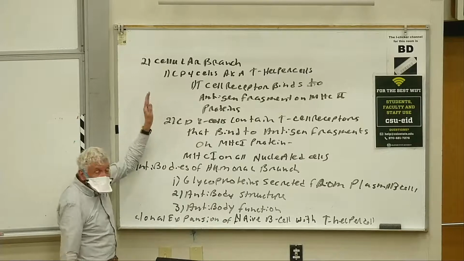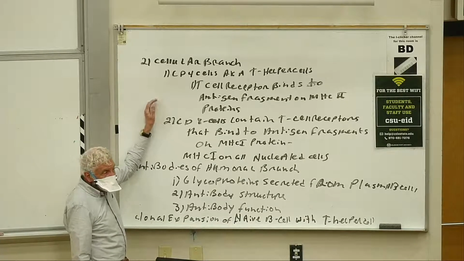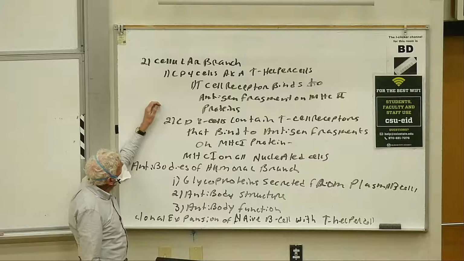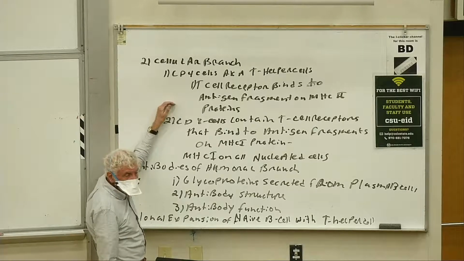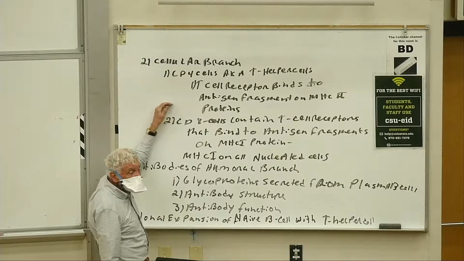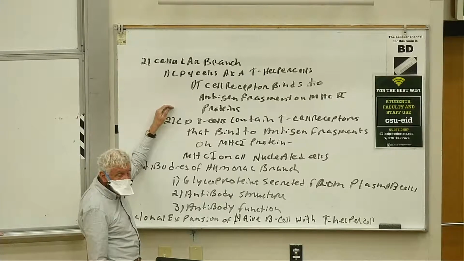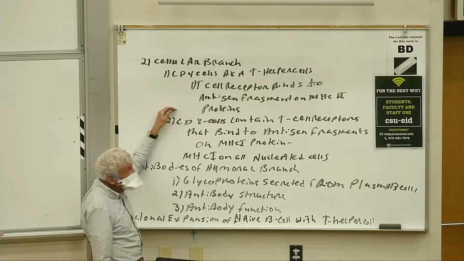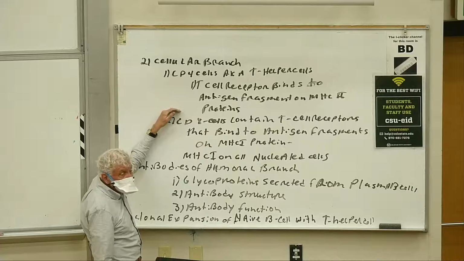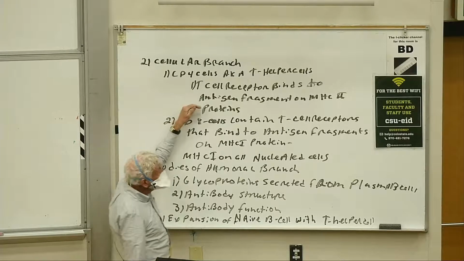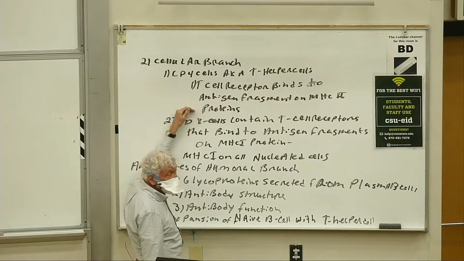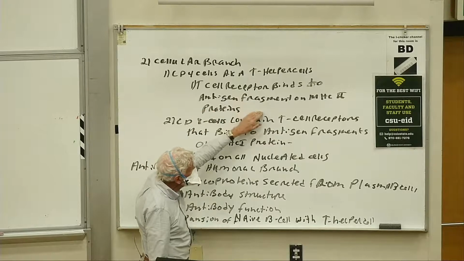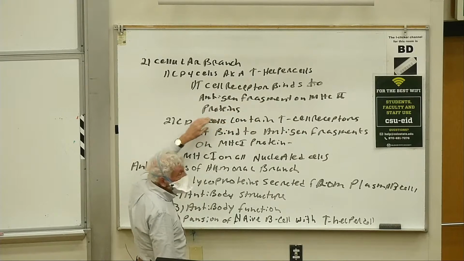When you're talking about the cellular branch, however, the first protein that needs to come to mind is something known as the T cell receptor. The T cell receptor is always a transmembrane protein. And the T cell receptor can only bind to foreign proteins called an antigen. It can only bind to antigen fragments that are on other cells.